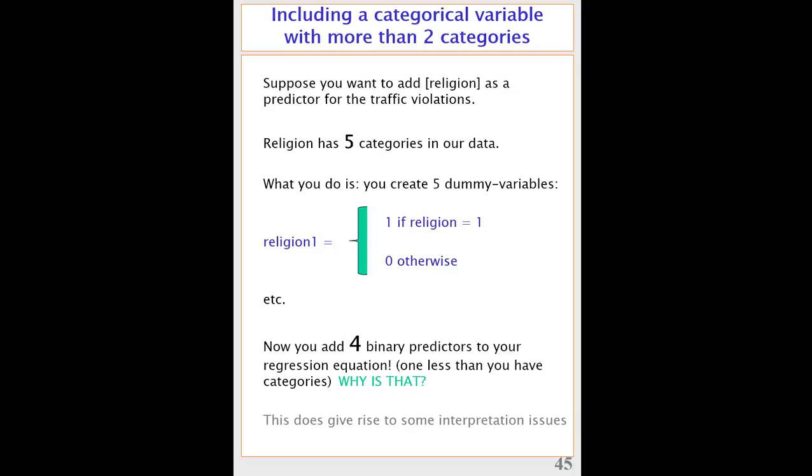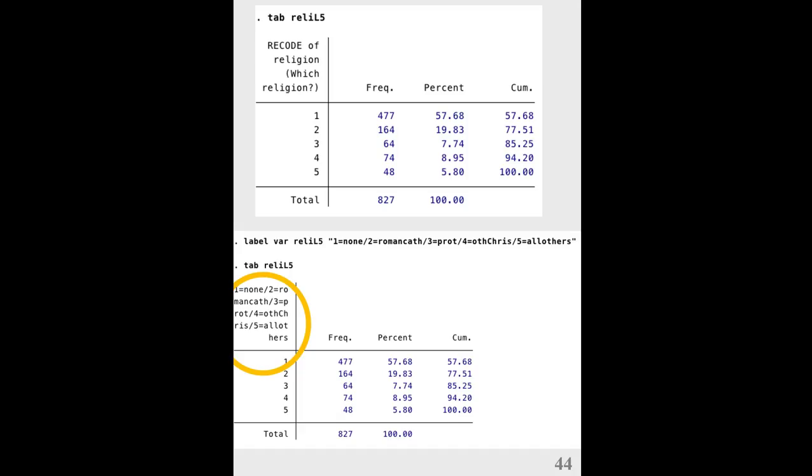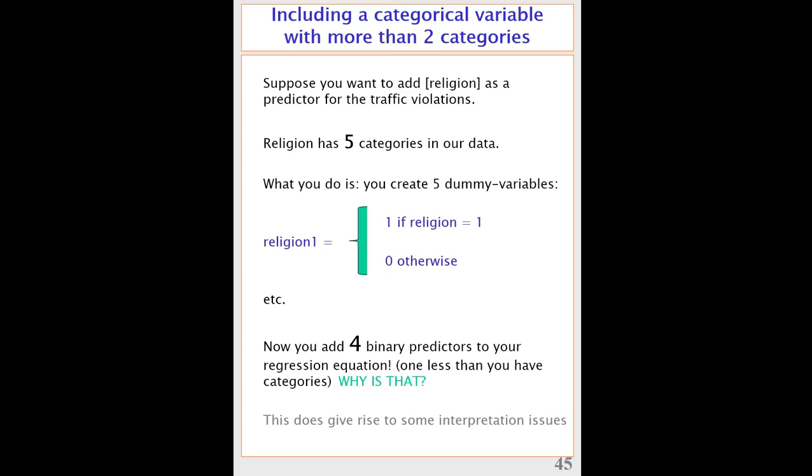So perhaps, a little bit more convenient in terms of the label would be, I have to check what was the first one again, none. So I could also create a variable here that's called none. None is 1 if religion is 1, and 0 otherwise. I do that for all 5 categories. So now I have 5 dummies, 1 for each of the different categories, and I now add 4 binary predictors to the regression equation, not 5.